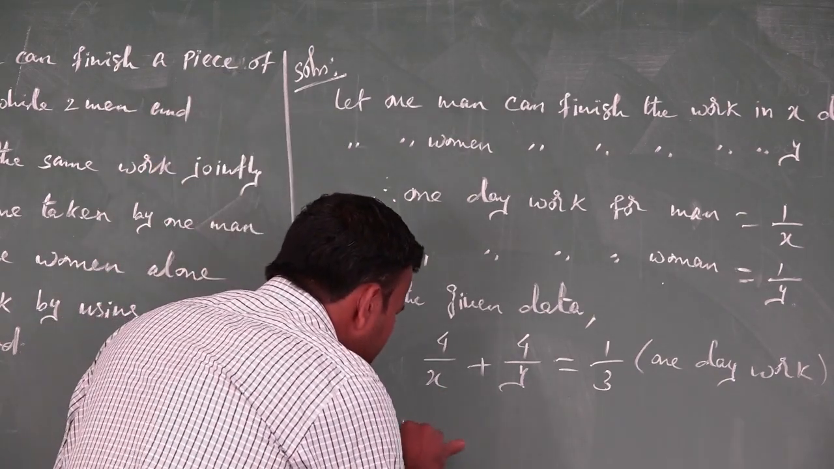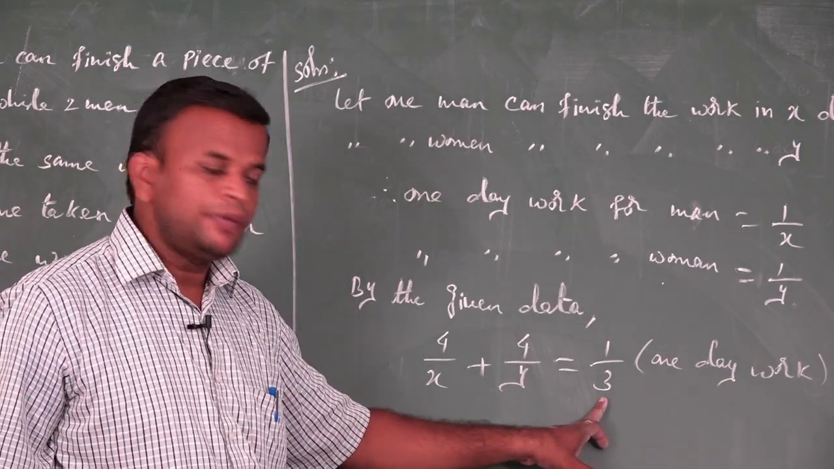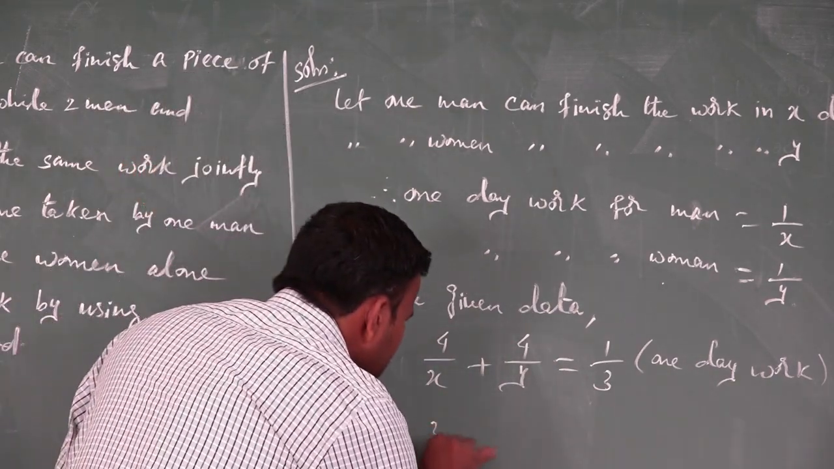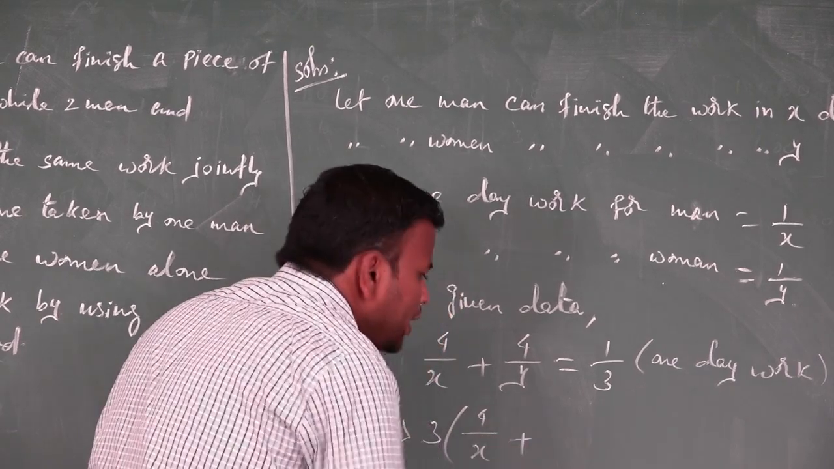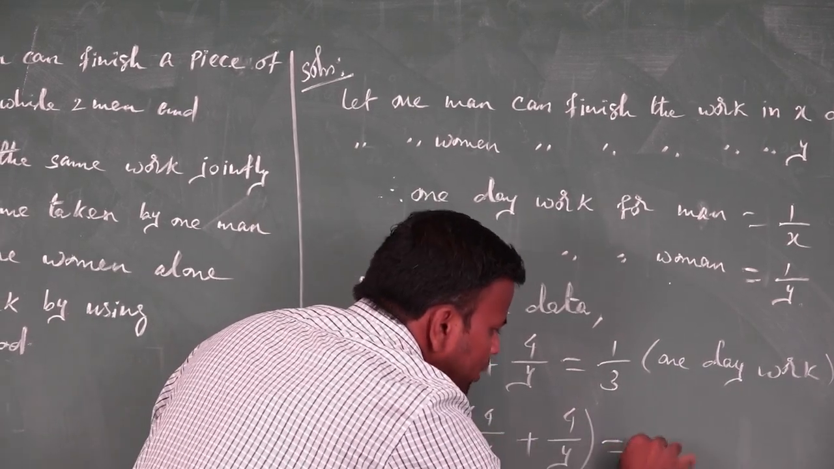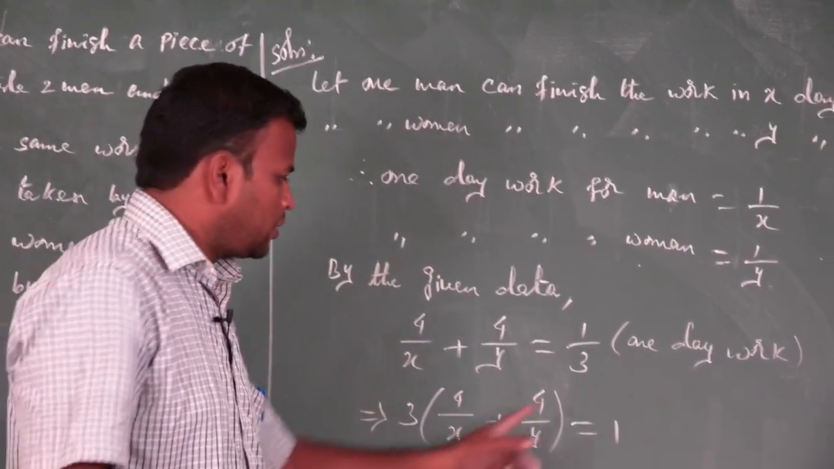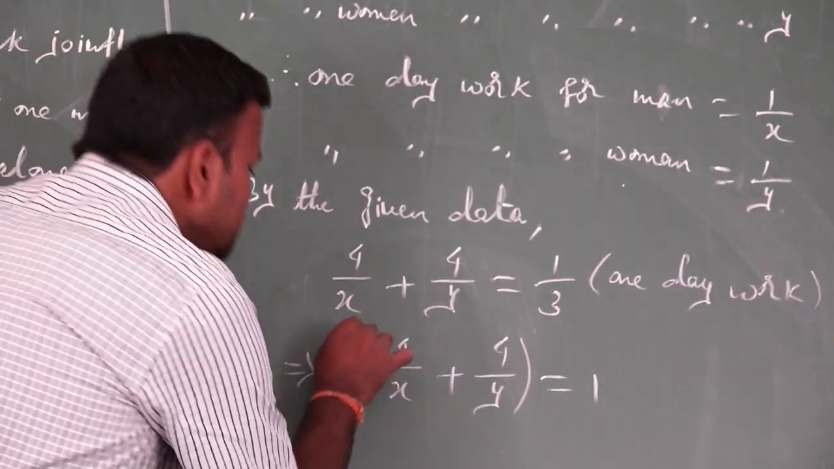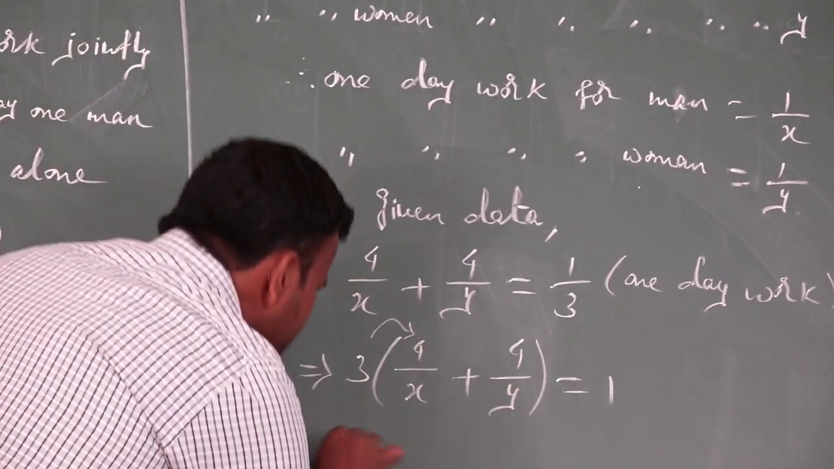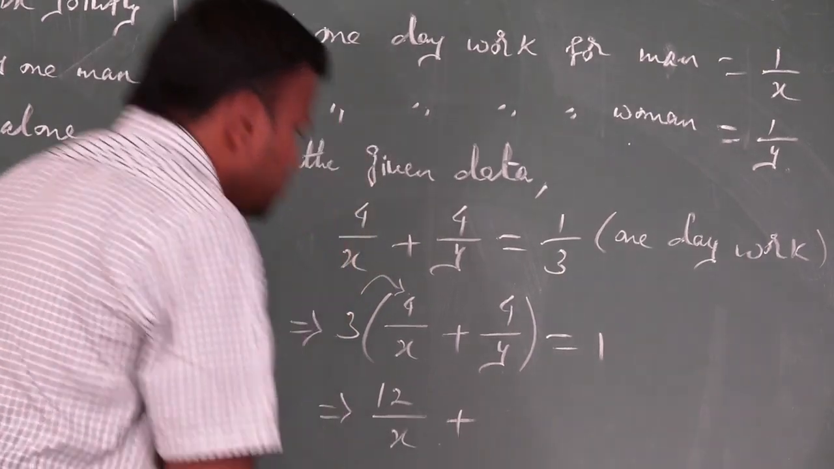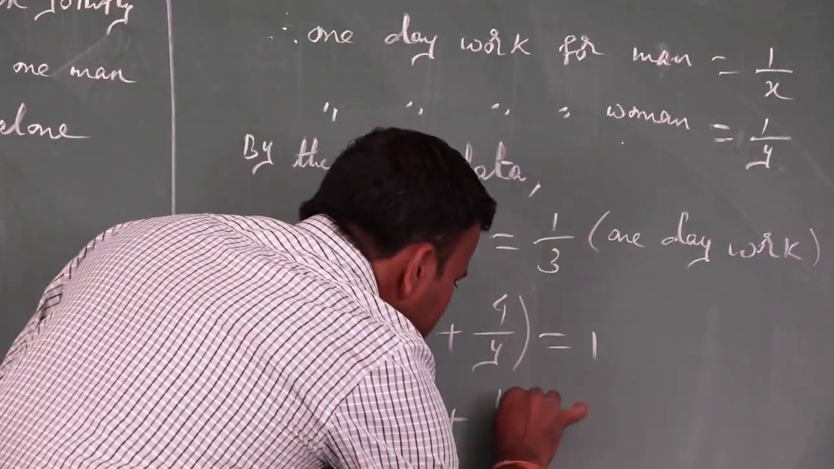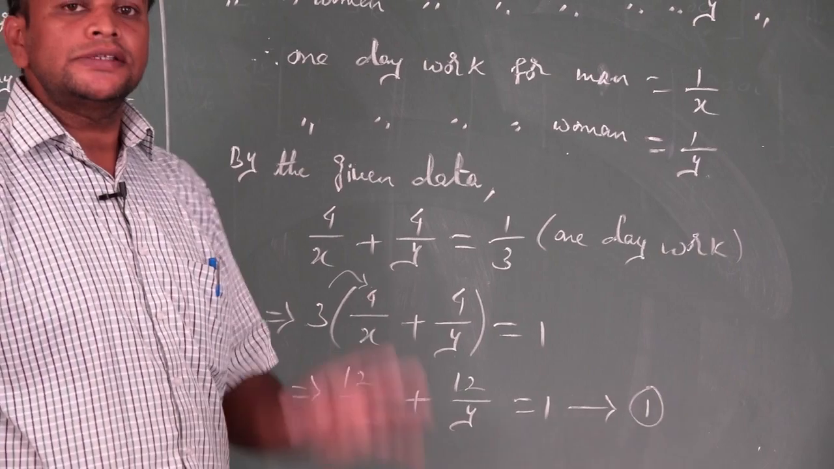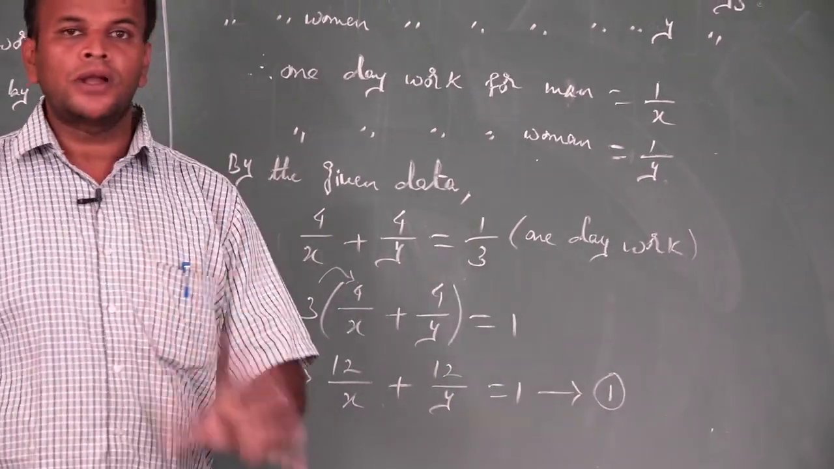The next step, the number 3 in the denominator I will put on the LHS. So it becomes 3 of 4 by X plus 4 by Y is equal to just 1. Now you see the number 3 is common in both the terms, so I will take the number 3 inside. So 3 4s are 12. 12 by X plus again 3 4s are 12, 12 by Y is equal to 1. I call this equation 1. We need this equation.